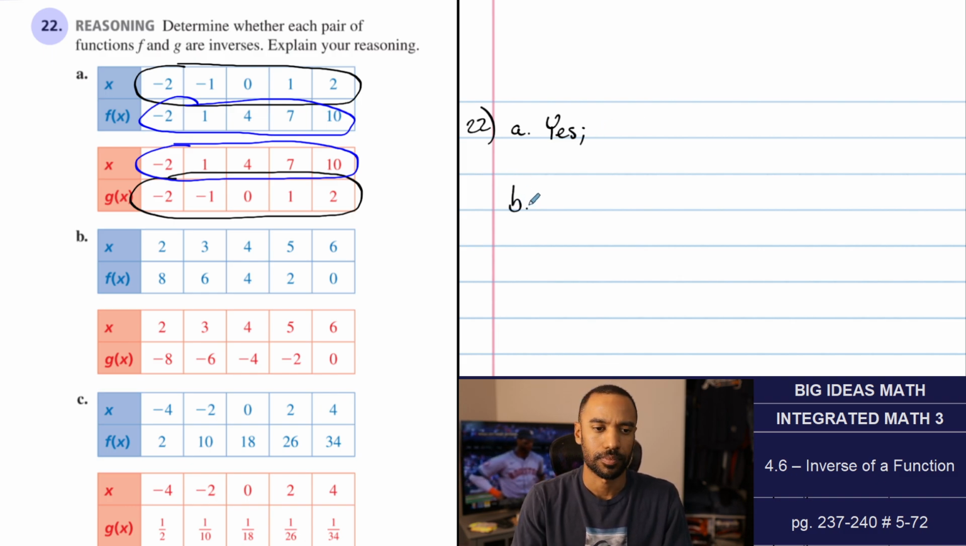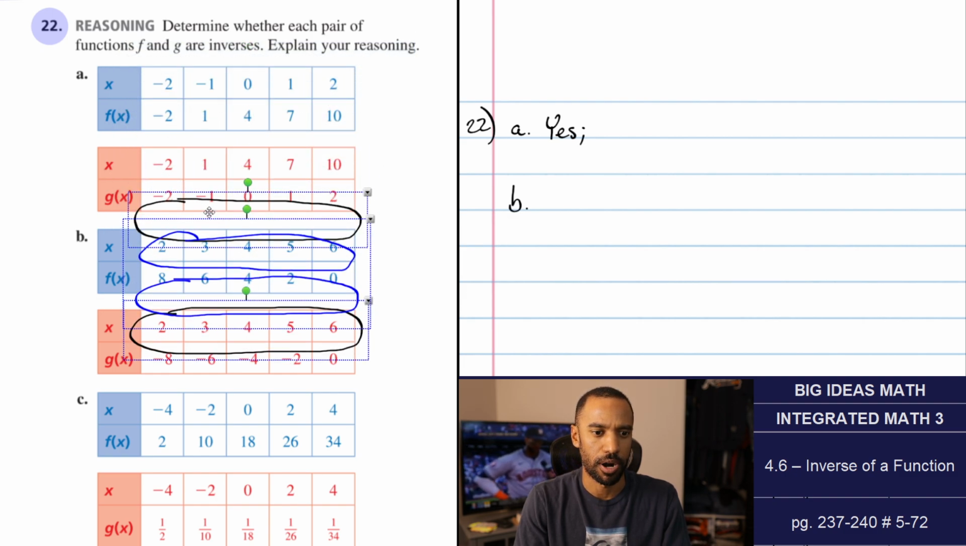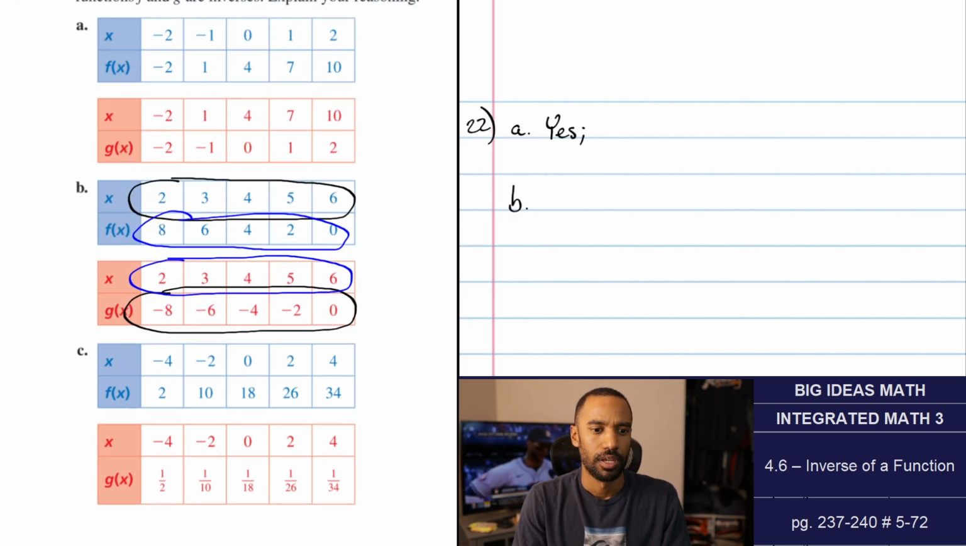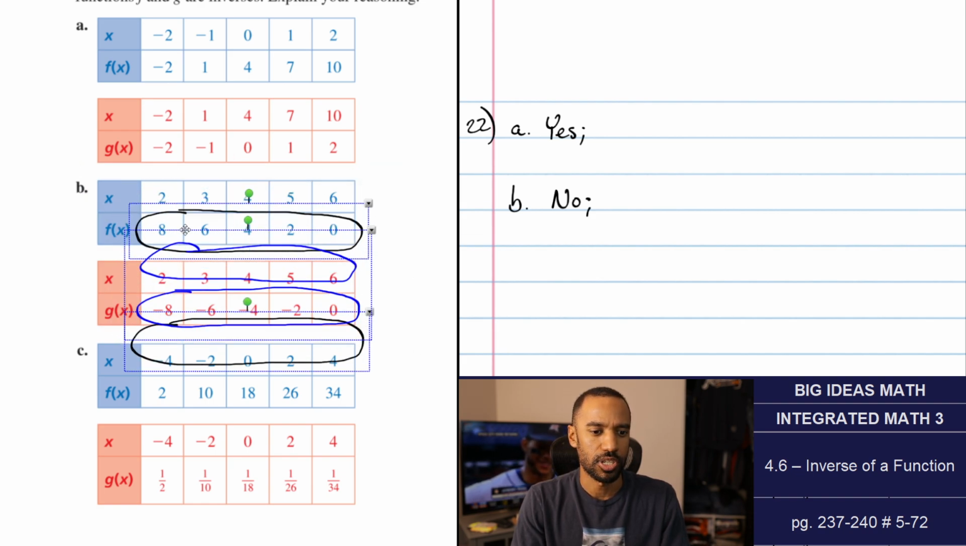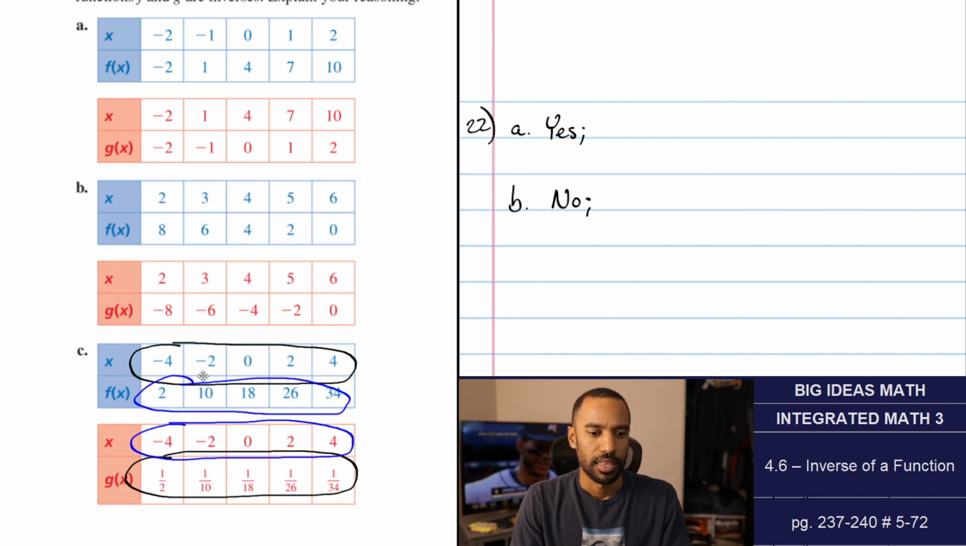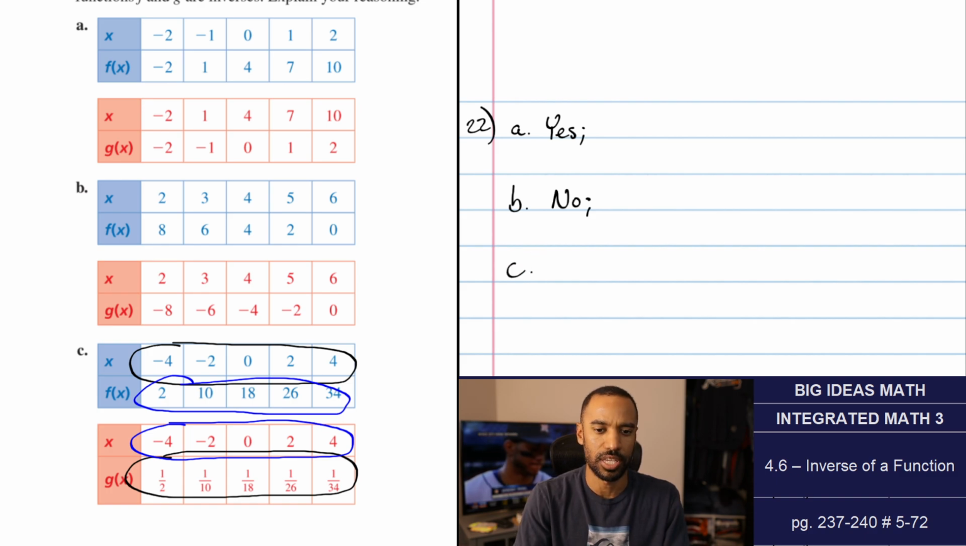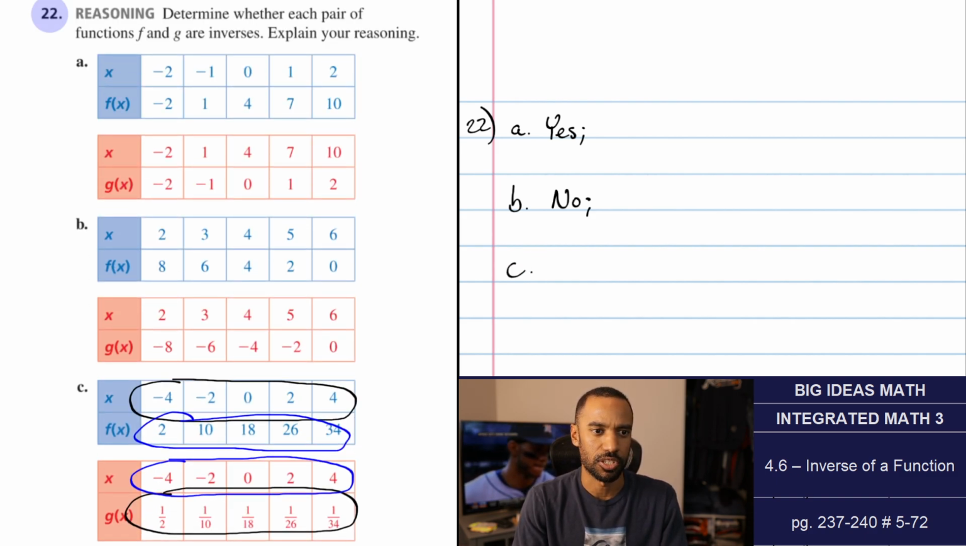Part B, let me just move this thing down the list because I think they're all equal spacing. So part B, let's take a look. No. So here what happens is the x's stay the same and the y's change signs. That's not how inverses work. No, though it's not about changing signs. Part C, and part C is also a no. The x's stay the same once again and the y's flipped over for reciprocal basis. So also no on C, and there's no part D, at least not on this page.